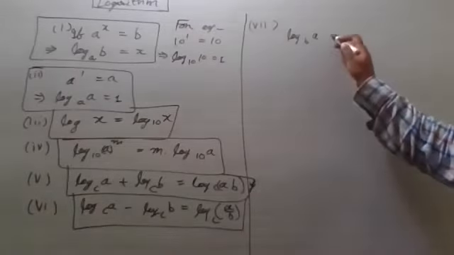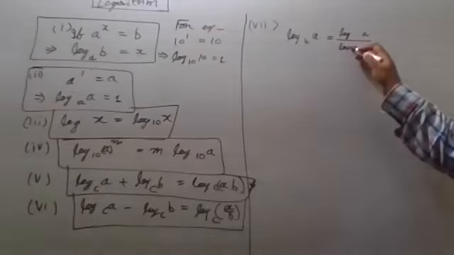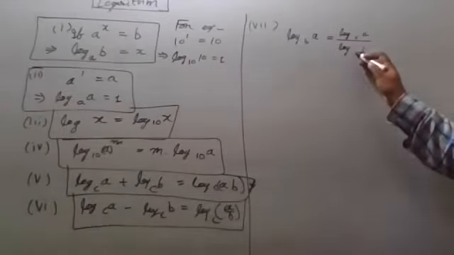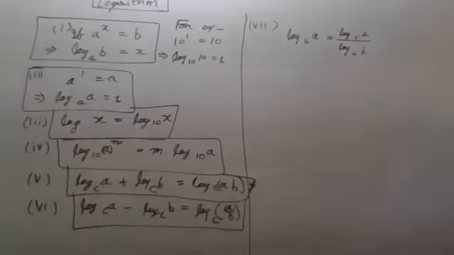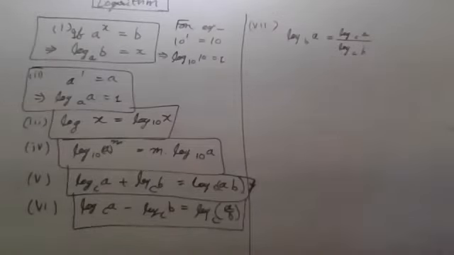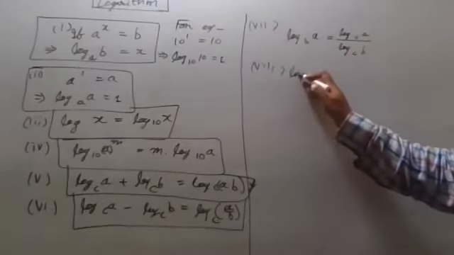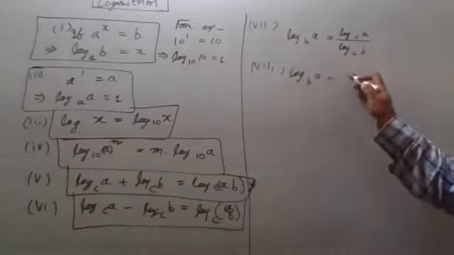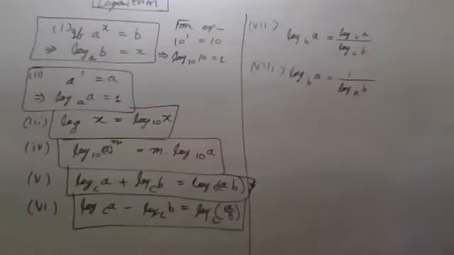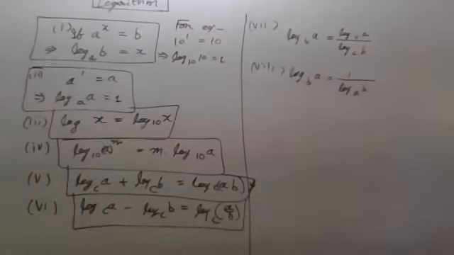Log a to the base b equals log a upon log b. This is also called the base change formula, as we can change the base to c. Log a to the base b equals log a base c over log b base c. One more formula, log a base b equals the reciprocal of log b base a. Log a base b equals 1 upon log b base a.